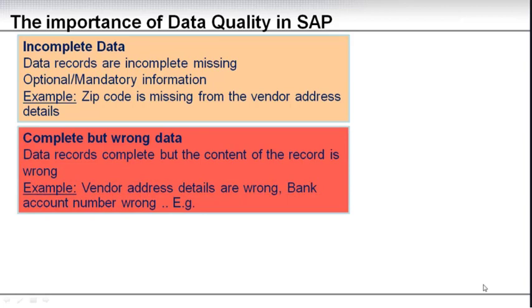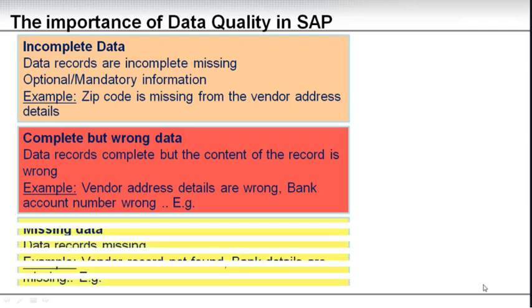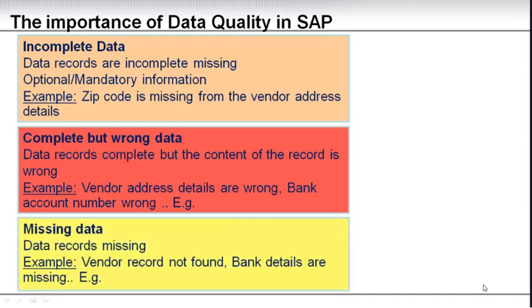It could also be that the data is complete but it's wrong. In this case, data records contains all the data elements, but the content of the record is wrong. So example again with the vendor, it might be that the vendor address is wrong, the vendor has moved, or the bank account associated with the vendor is wrong, but there is a bank account and there is a complete address details consisting of the street name, the numbering, the zip code and so on, but the content itself is wrong.